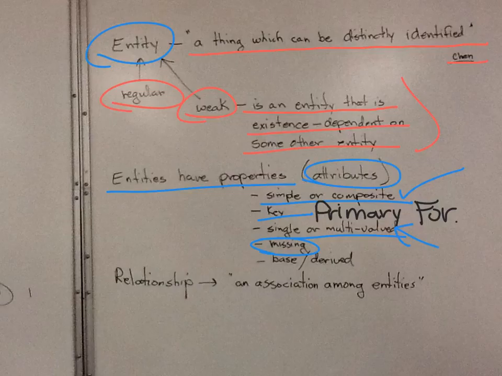More or less, missing is you just don't know it. You can't find it, or it doesn't exist. There can't be one for that. It's like if you start talking about somebody back in history and you say, well, what's their birth date? You might not be able to find it. And here, this is real important, the relationship. We have an association among entities. All right. So that's it up to the first week after spring break.